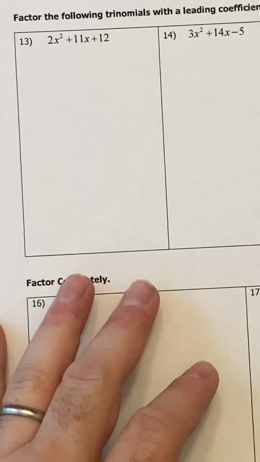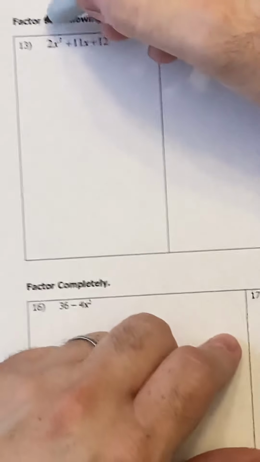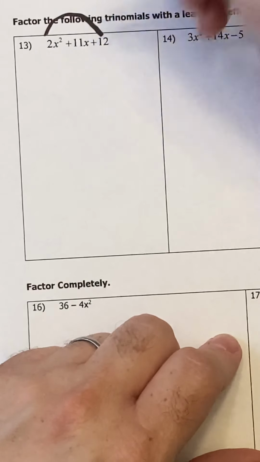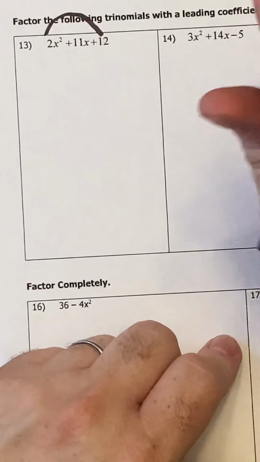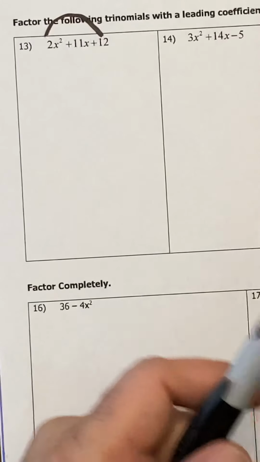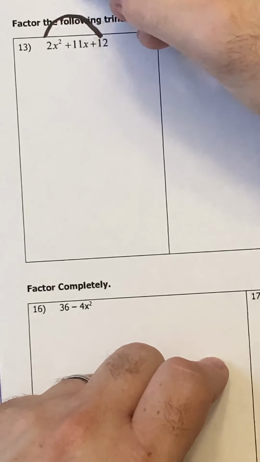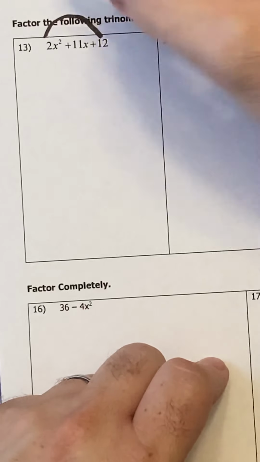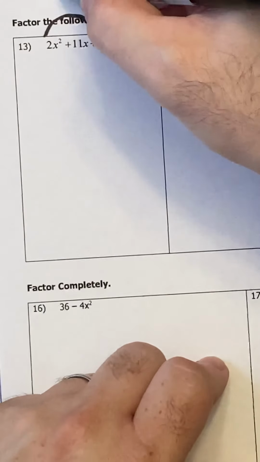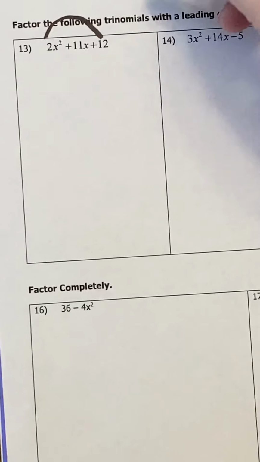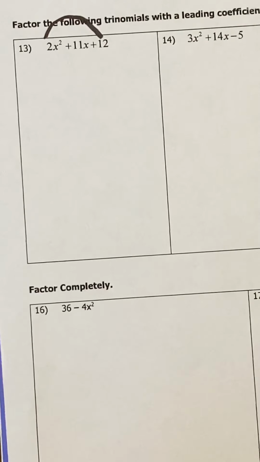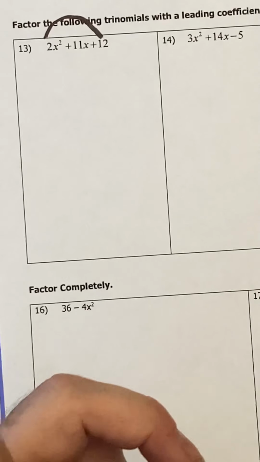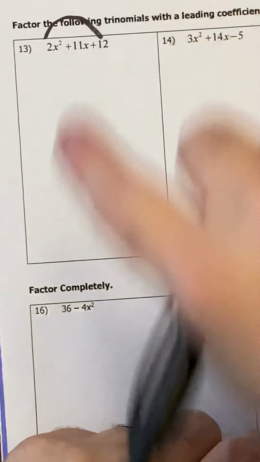Again, it's like a factoring by grouping thing. But first, you've got to multiply the 2 and the 12 to get 24. Now you're going to be looking for two numbers that multiply to 24 and add up to 11. So let's think about that. 2 and 12 can't add up to 11. 6 and 4 add up to 10, not 11. 8 and 3 multiply to 24.